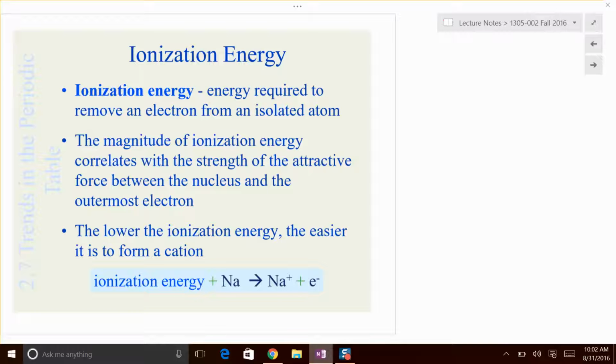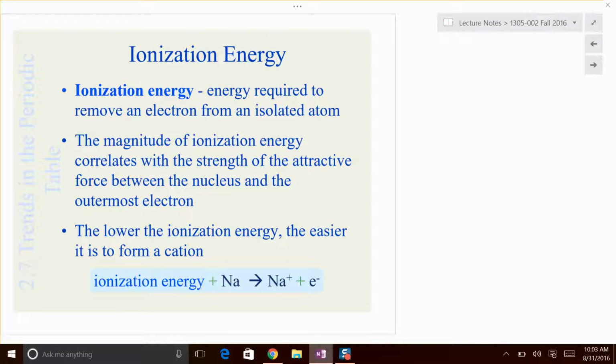It's the element that has the largest atomic size. Francium has the lowest ionization energy. The energy required to remove that electron on the 7th energy level is practically none. It has the lowest ionization energy. You don't have to have a lot of energy to take that electron off.